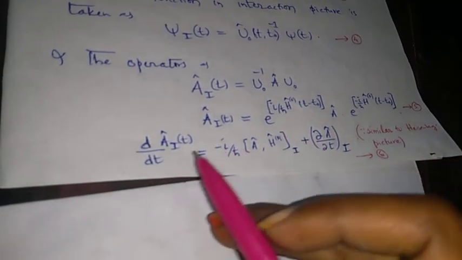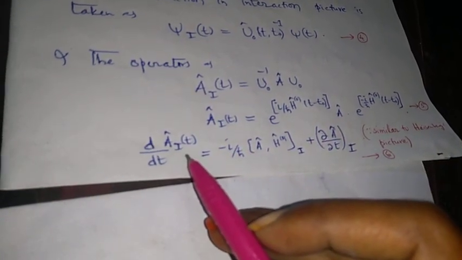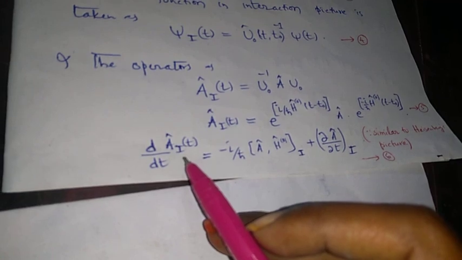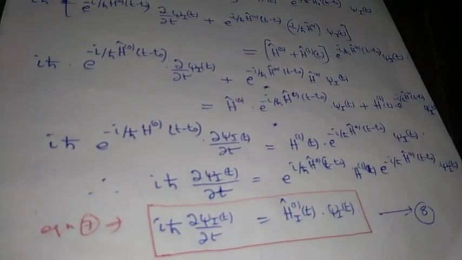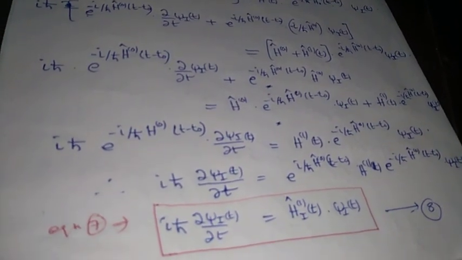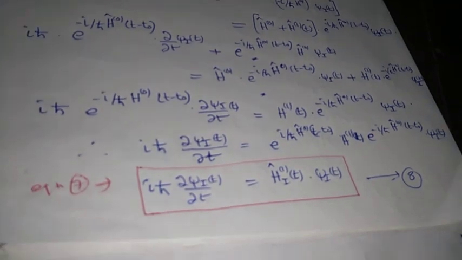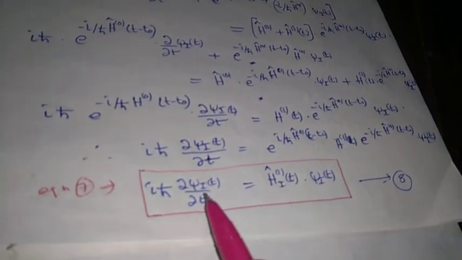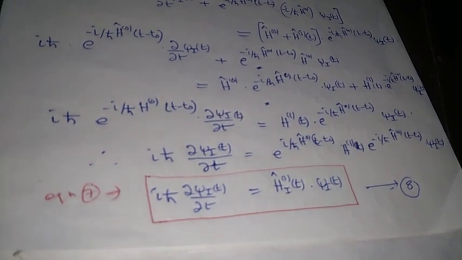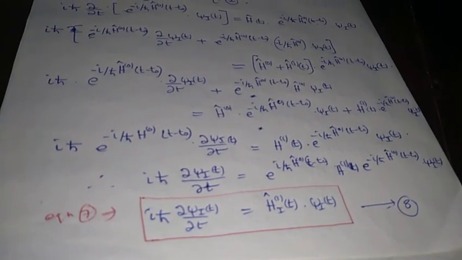So this equation number 6 is telling you how operators will be changing in interaction picture. And the last equation, which we may even say number 8, is telling you how the wave functions in interaction picture will evolve in time. That's it in this video.